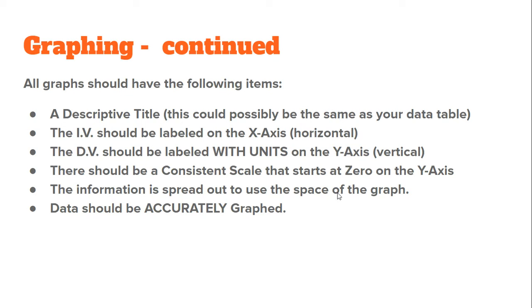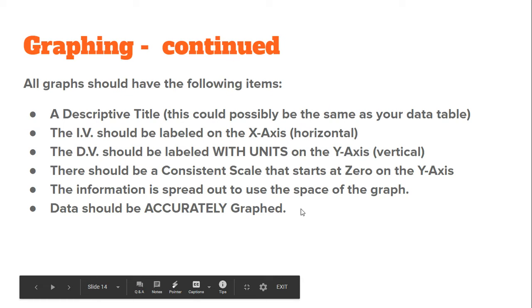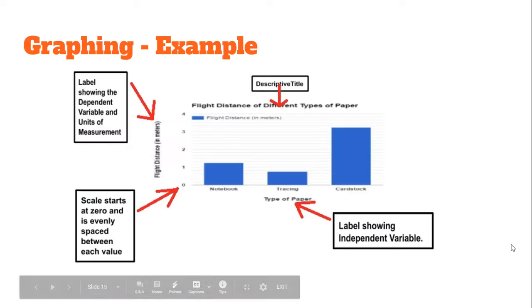You wouldn't want to put your first 5 minutes of data spaced 1 minute apart, and then your next 5 minutes of data spaced 1 second apart. Those would be very misleading graphs. And then, of course, you need to make sure that you have it graphed accurately. Let's take a look at those examples I talked about.